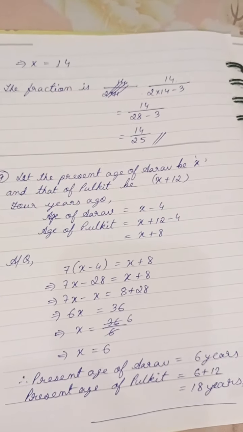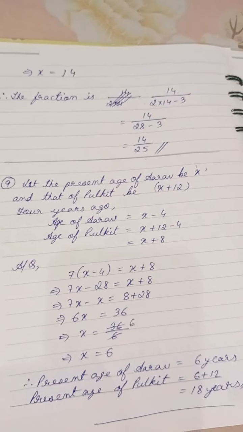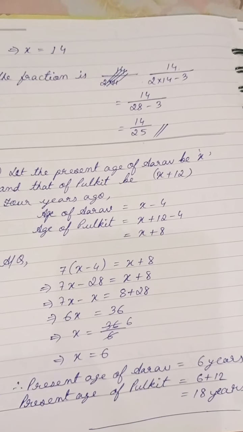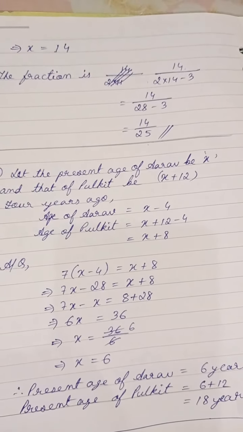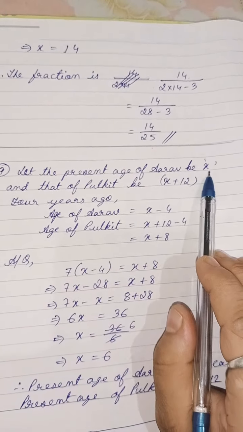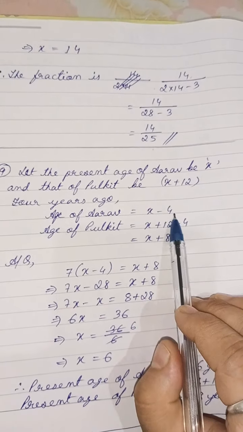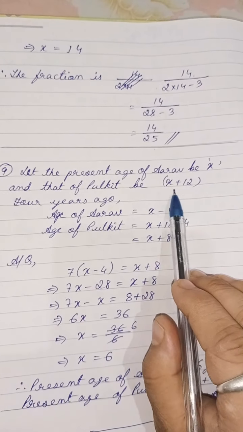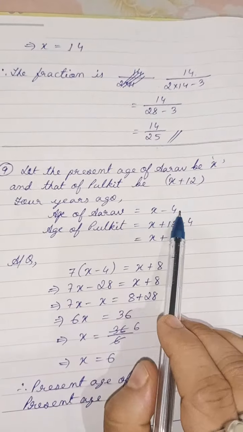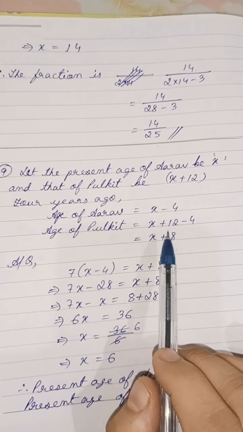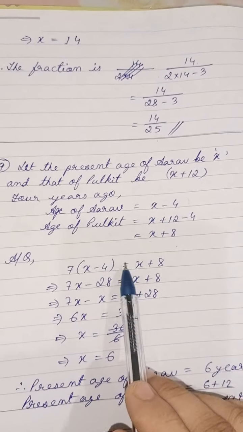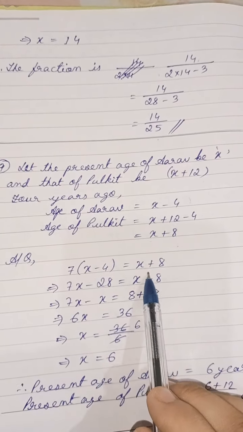Now 4 years ago, what will be their age 4 years ago? Before 4 years, obviously their age will be minus 4. Whatever is your age now, if I ask what was your age 2 years ago, what will you do? Minus 2. Similarly, I'll subtract 4 from each of their ages. So 4 years ago Arav's age will be x minus 4, and 4 years ago Pulkit's age will be this minus 4, which is x plus 8. So according to the question, 4 years ago Pulkit's age was 7 times Arav's. So 7 times Arav's age is equal to Pulkit's age.